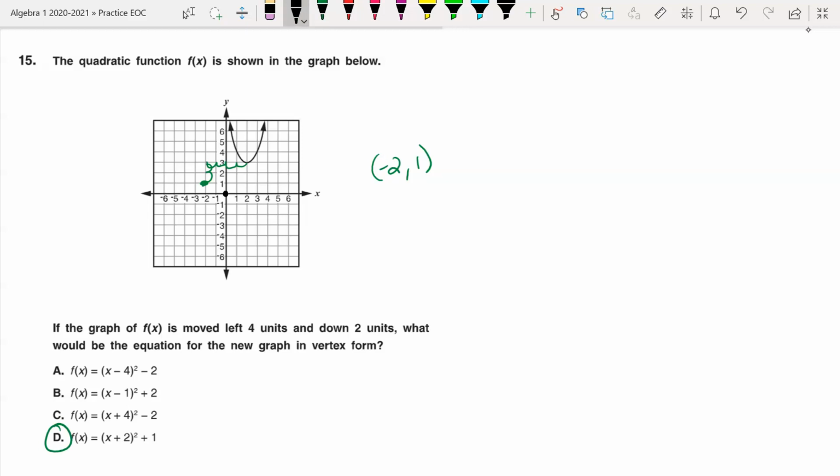We always base it off of 0, 0 if we're doing vertex form. So it's left 2, up 1. What graph is left 2, up 1? Well, that would be D.